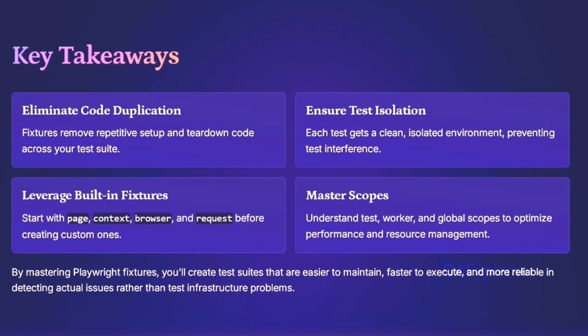Now there are some key takeaways. Fixtures eliminate code duplication. They ensure test isolation. We can leverage built-in fixtures like page, context, browser, request before creating a custom fixture. It gives us a proper understanding of test, worker and global scope. And we can optimize our test performance and resource management.